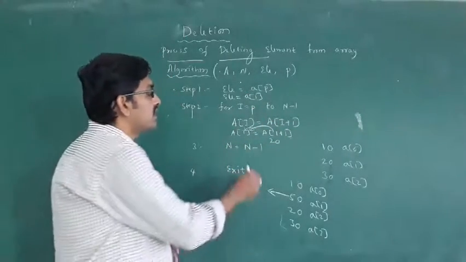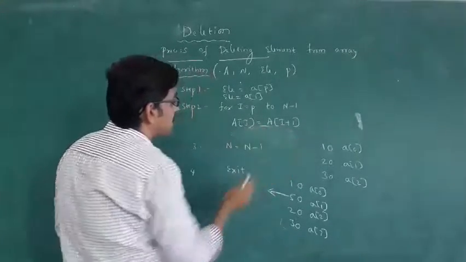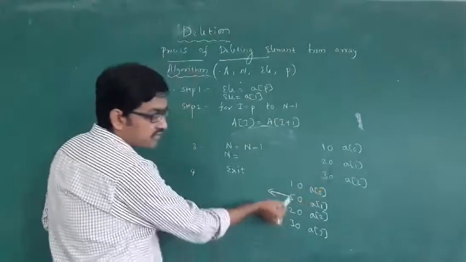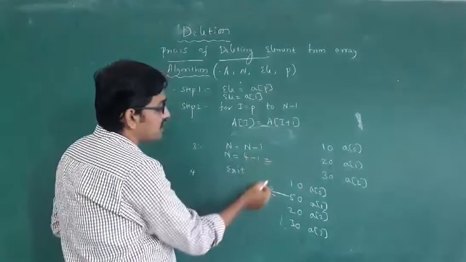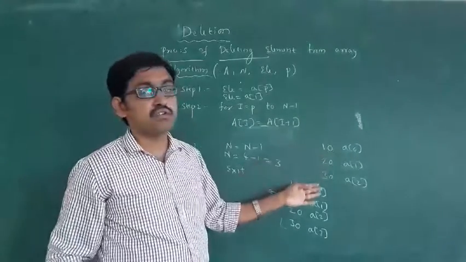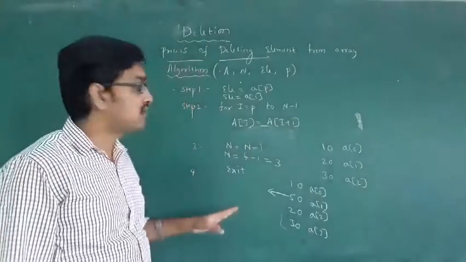Then after deletion, what are you getting? See, after deletion, n equal to n means how many elements do you have? First time, how many elements are there? 4 minus 1. After deletion you are getting 4 minus 1. After 50 is deleted, how many elements remain? 3 elements remain. Okay, this is a tracing.